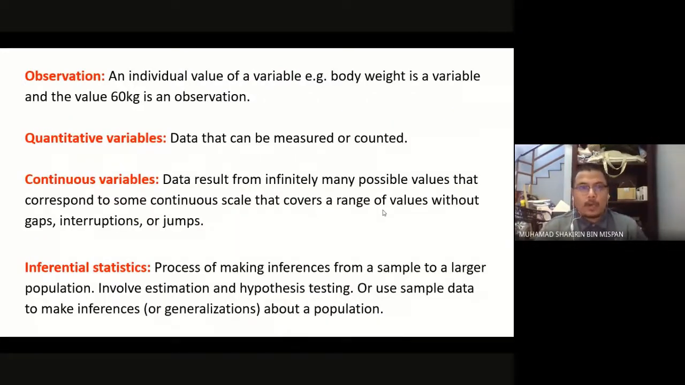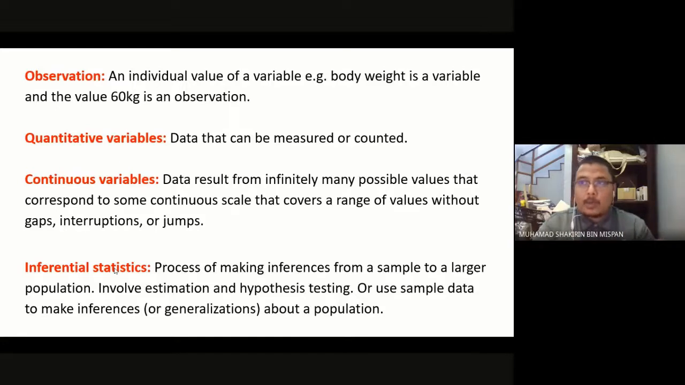Some of them are like observation. What we call an observation is an individual value of a variable. For example, you have body weight, you have the variable height, you want to measure the biomass, so you need to have the observation. So the value of the weight, like 60 kilograms, is an observation. Then we also have quantitative variables, which is data that we can measure or count.